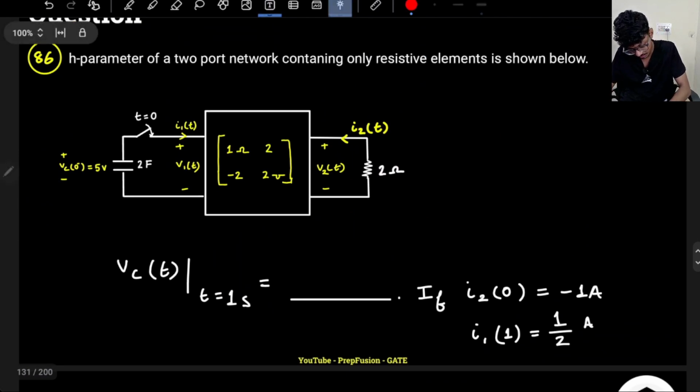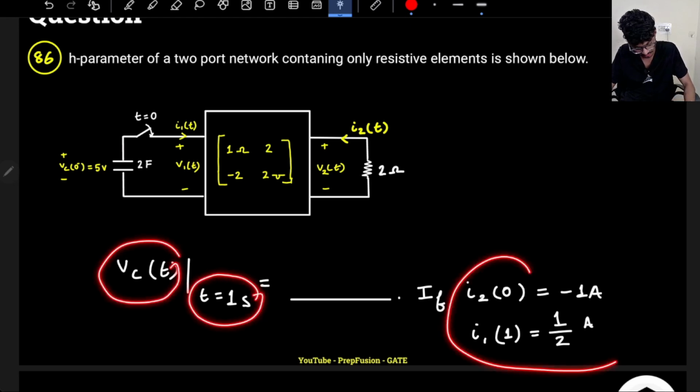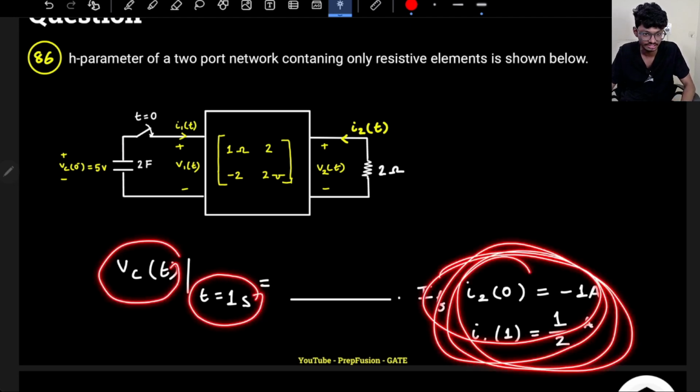The H parameters of a two-port network containing only resistive elements are shown. So the network only contains resistive elements, shown below. At t equal to 0 we are closing the switch, and initially the voltage across the capacitor is Vc(0-) = 5 volts, the capacitance is 2 farad, and this is 2 ohms. Now, what are they asking? Find the value of the voltage across the capacitor at t equals 1 second. So what is Vc, if a few other initial conditions are also given?